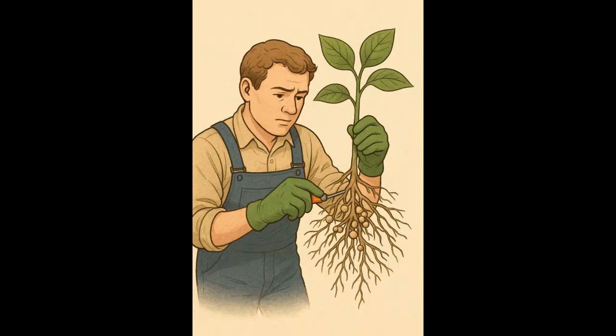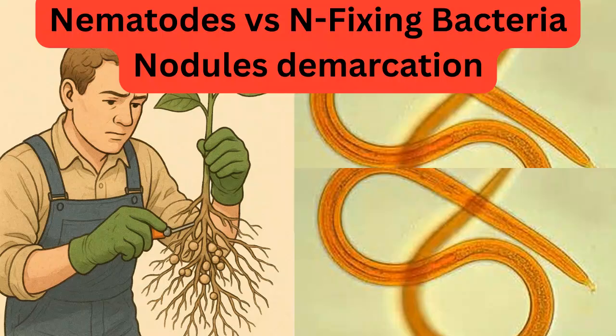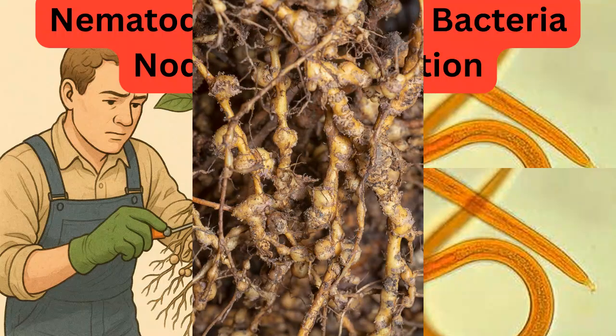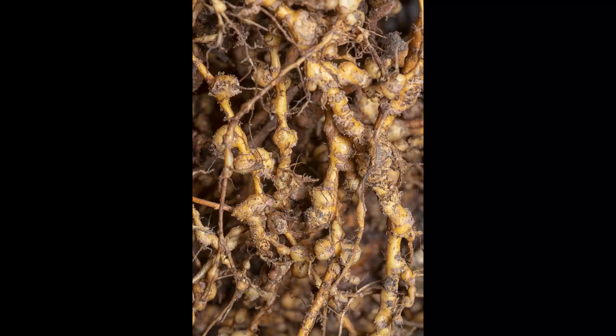But how to differentiate? Today in this video we are going to talk about 5 main characteristics to differentiate root knot nematodes as well as nitrogen fixing bacteria. After you see this video, you can easily demarcate what is root knot nematodes and what is nitrogen fixing bacteria. Number one characteristic is attachment and structure.